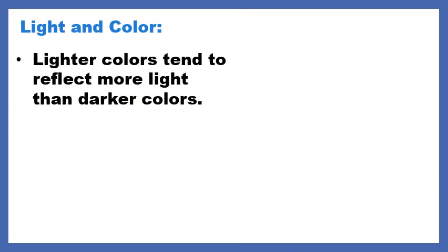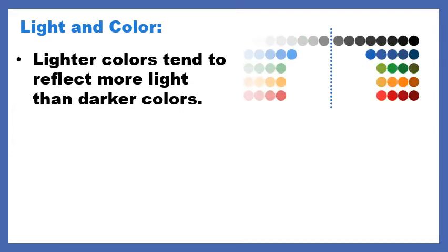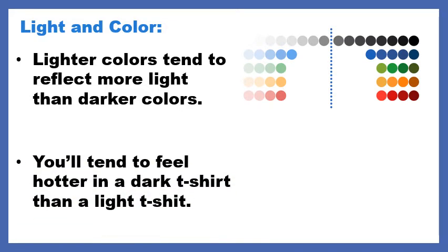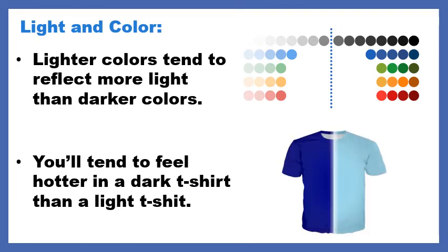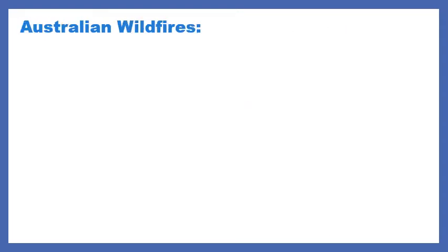In general, lighter colors tend to reflect more light than darker colors. All right, so the lighter colors act more like a mirror and the darker colors act more like a sponge. So you will actually tend to feel hotter in a dark t-shirt than a light t-shirt, something to think about as the summer approaches.